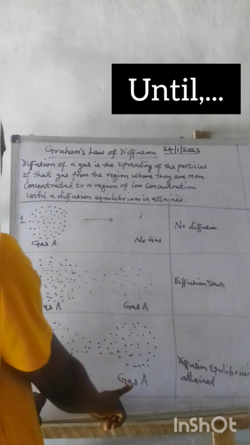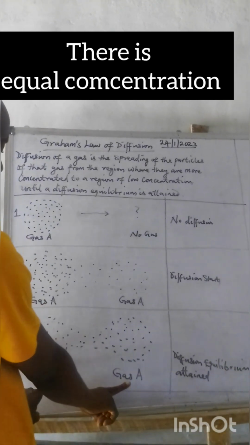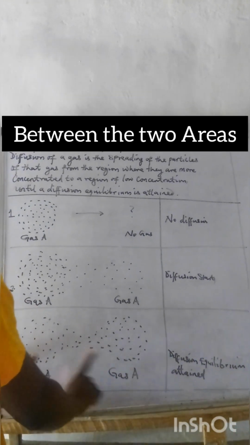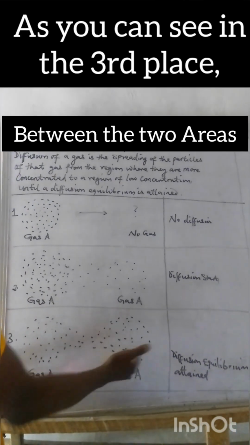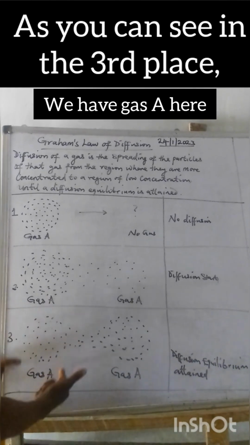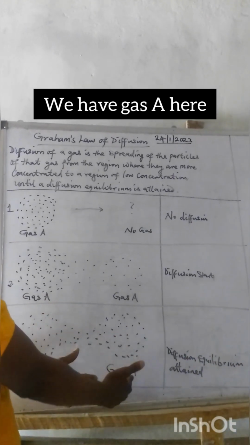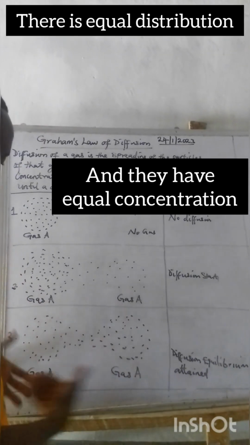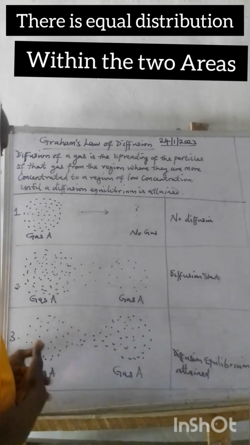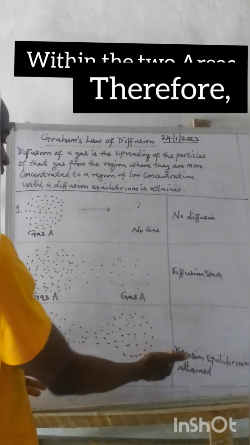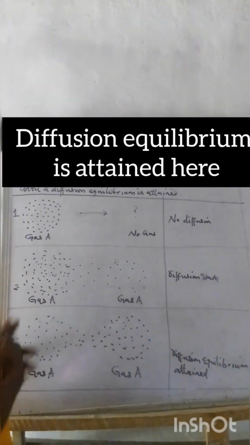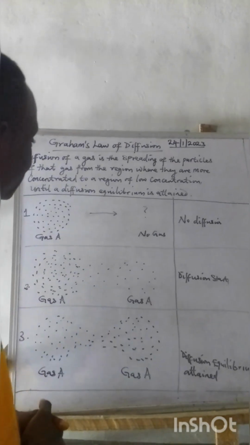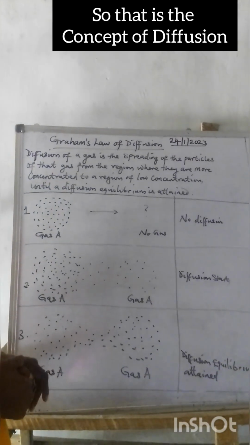This diffusion continues until there is equal concentration between the two areas. As you can see in the third place, we have gas A here, and we have gas A here, and they have equal concentration. There is equal distribution within the two areas. Therefore, diffusion equilibrium is attained here. So that is the concept of diffusion.